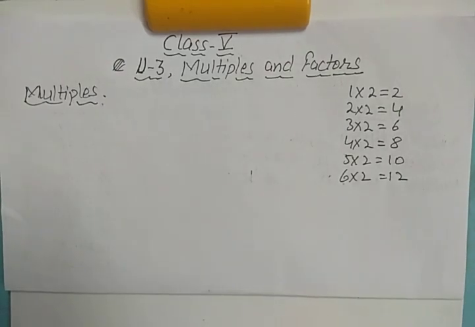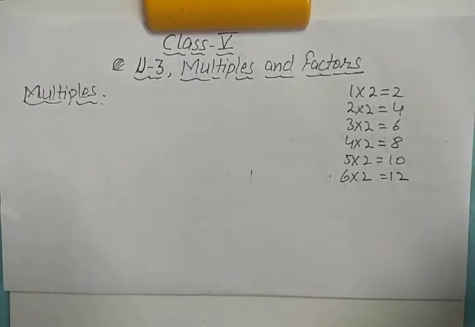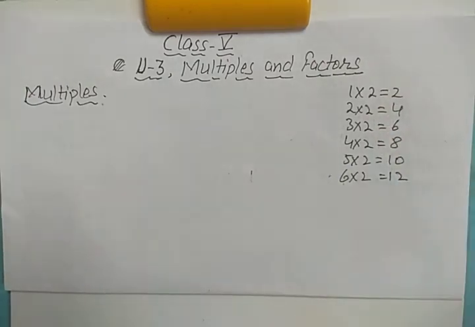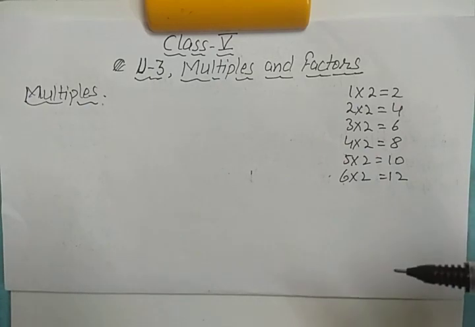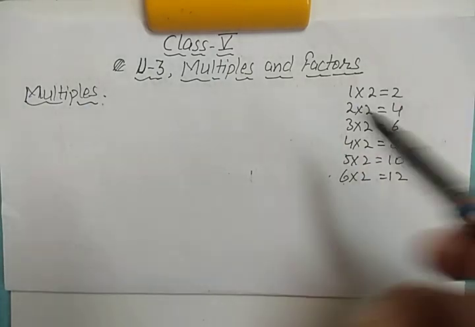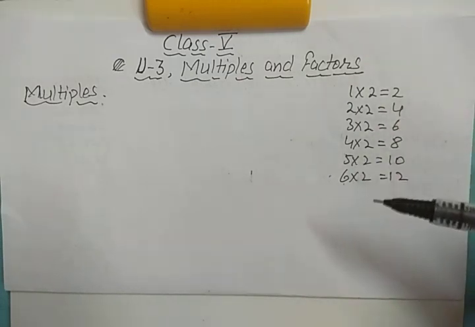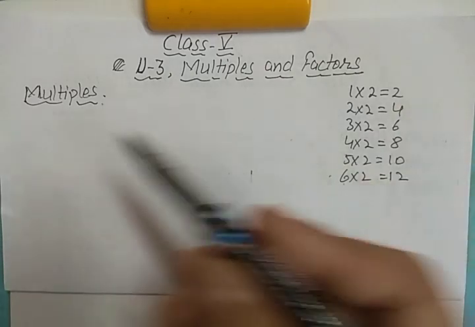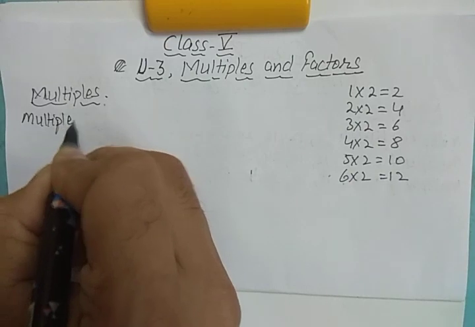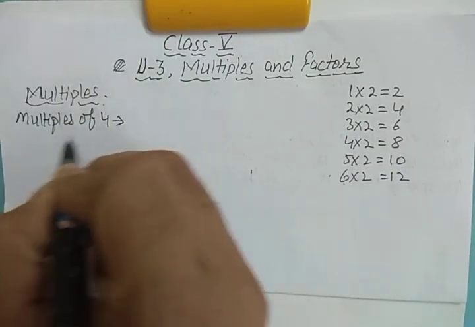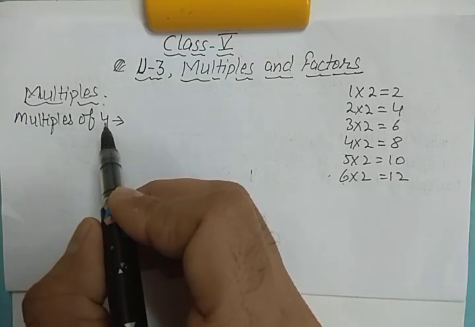Now, here the numbers 2, 4, 6, 8, 10, 12 and so on are the multiples of 2. That means these numbers come in the table of 2. So we can easily write the multiples by reciting the multiplication table of the number. Suppose we have to write the multiples of 4. So what we have to do is we have to recite the multiplication table of 4.